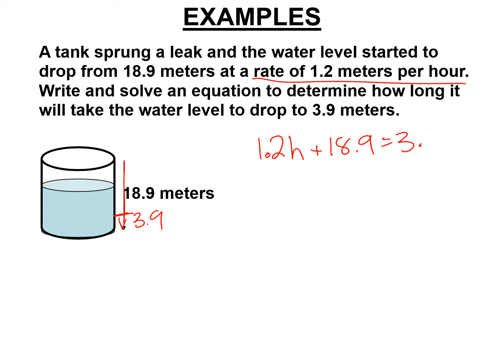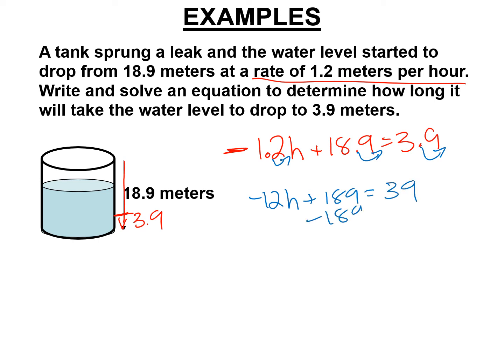Hopefully people are yelling at me right now through the screen saying this has to be negative. Otherwise, there's no way we're going to get 3.9 over there, right? Because the total is smaller than where we started. Okay. Now, we could solve that with the decimals in it, but today we're learning how to clear decimals, so we're going to clear them. So it's negative 12h plus 89 equals 39.